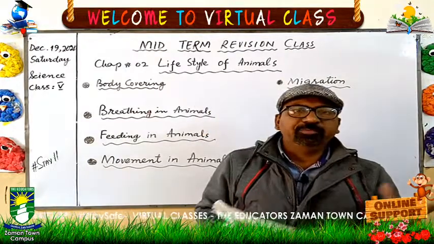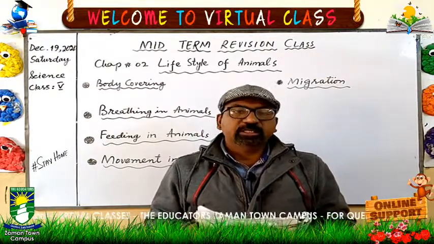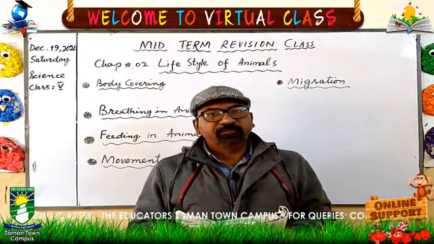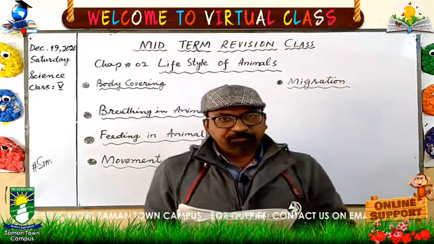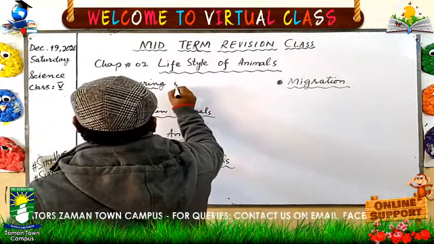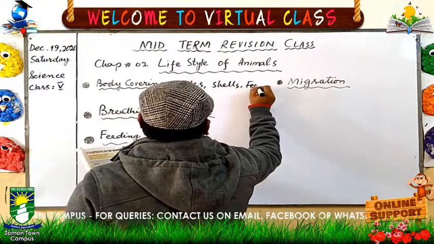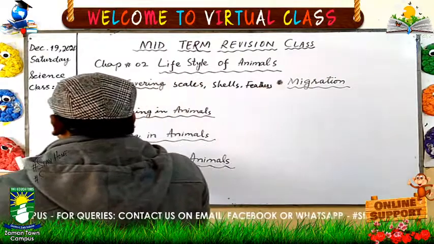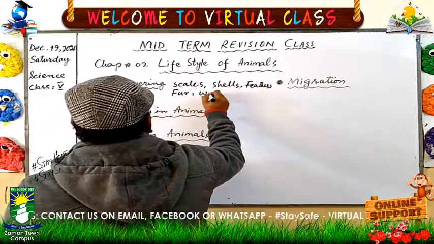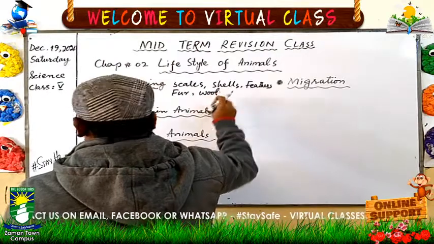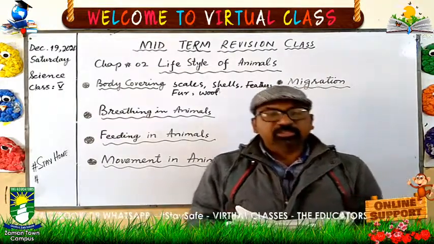As human beings have hair or skin on their body, and it is the body covering. Like that, other animals have different body coverings on their body. For example, some animals have scales on their body. Scales, shells, feathers, and fur, wool. These are the body coverings. Okay. So first we will talk about the scales.